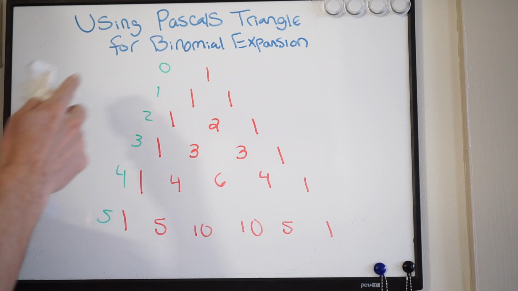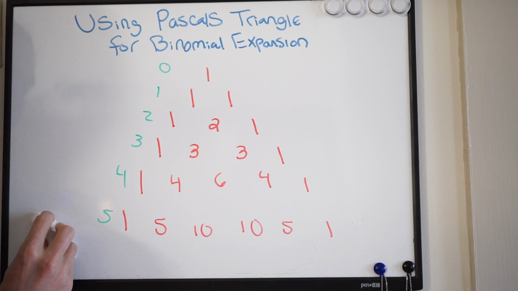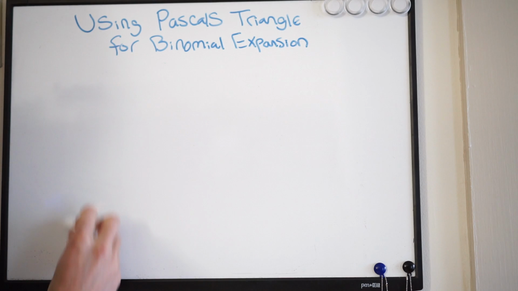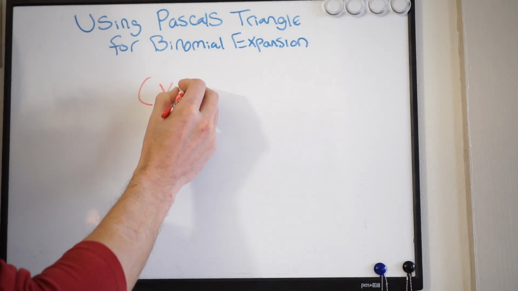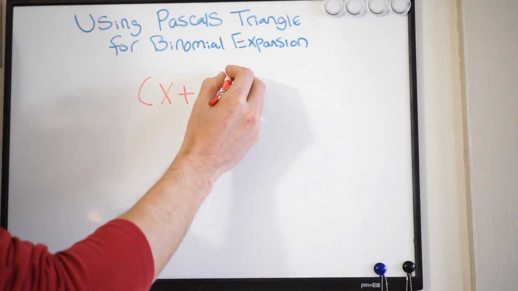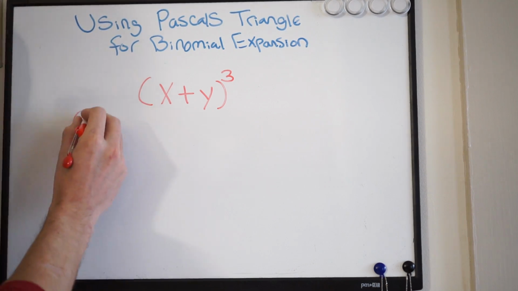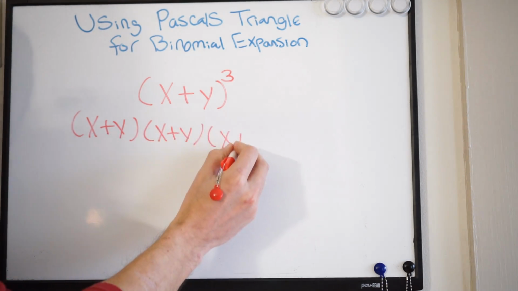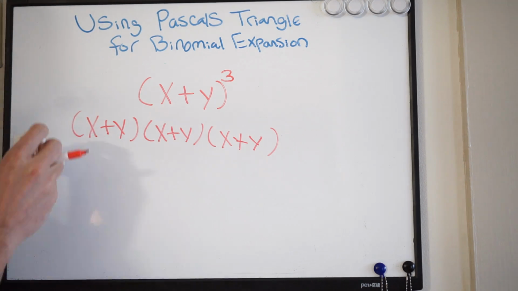So now that we know how to write Pascal's triangle, let's look into a problem of binomial expansion. So let's say we have x plus y to the third power. And they want you to expand that. Now you could go ahead and do this, right? x plus y, x plus y, x plus y, and do all that math out. That's a lot of work. Or you could use Pascal's triangle, and that is what we're going to do here.